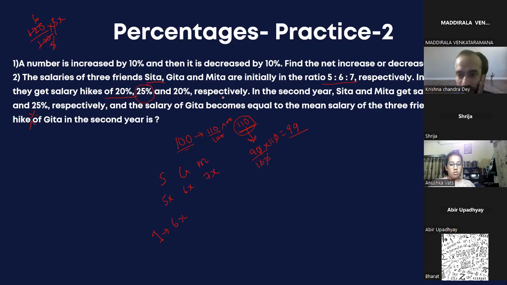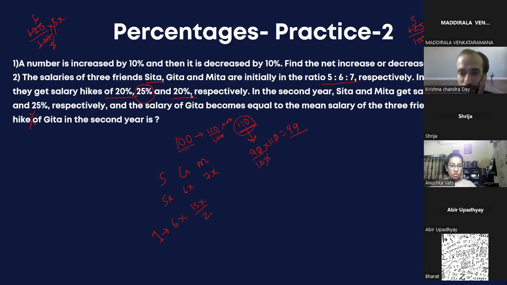She is getting, which is that Geeta, right? Geeta is getting a 25% hike. So 125 by 100, right, of what was her salary? 6x. So if I cancel by 25, 5 by 4. Again I cancel 2, 3. 15x by 2. Okay.